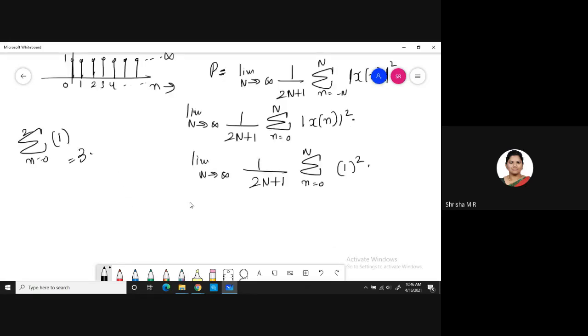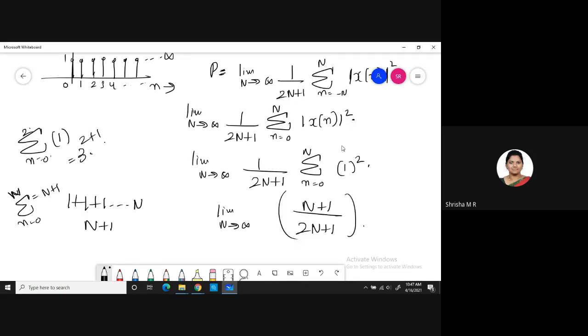So I have from 0 to n. What would that be? It will be n plus 1. Correct? So if I add 1 plus 1 plus 1 up to n, I'll get n plus 1, because from 0 to n, summation n is equal to 0 to n, I'm getting n plus 1. That is, for 0 to 2, I have 2 plus 1, 3. Suppose it's 0 to n, I'll have n plus 1. Okay, so I'll take it as limit n tends to infinity, n plus 1 by 2n plus 1.